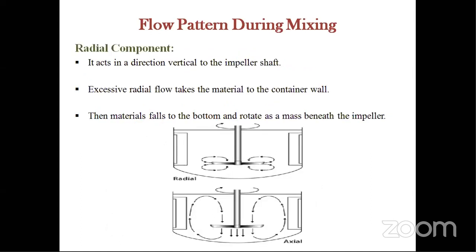Now come to the second, the radial components. This flow pattern is maintained during emulsion preparation, when your two liquids are immiscible with each other. Okay, they have no miscibility with each other. So you place two immiscible liquids in a beaker and start the impeller. And here your impeller or shaft is placed centrally or vertically in the beaker.